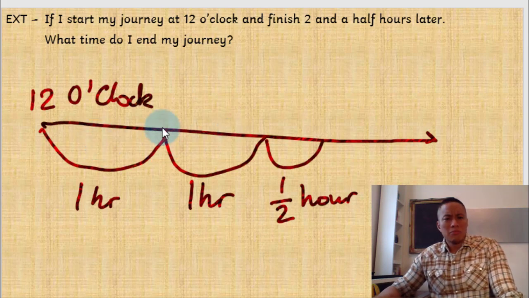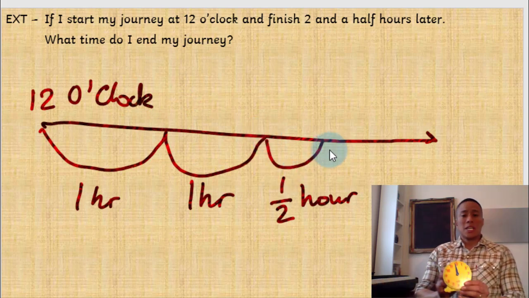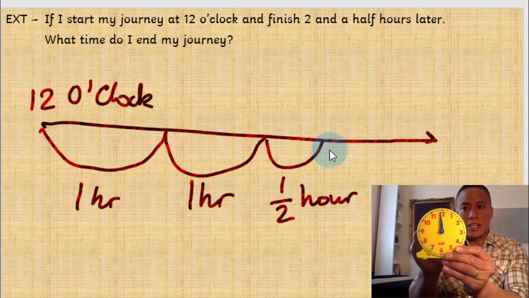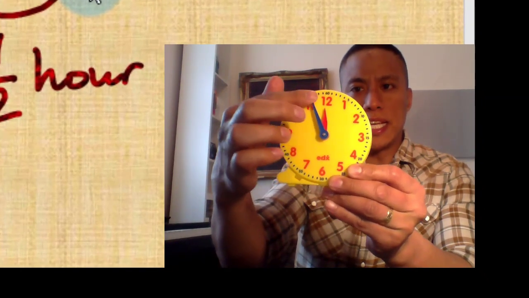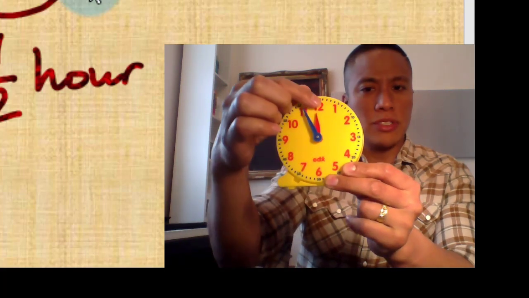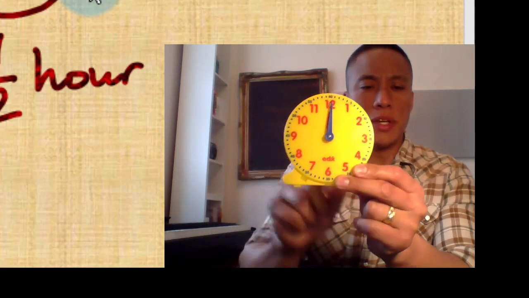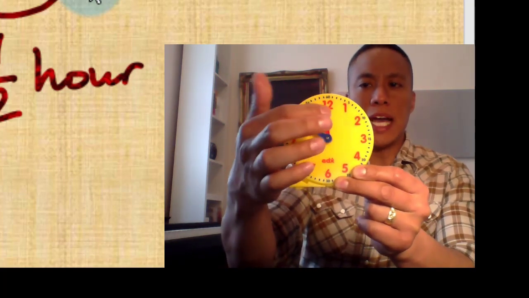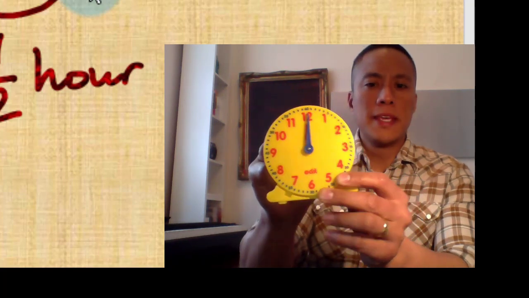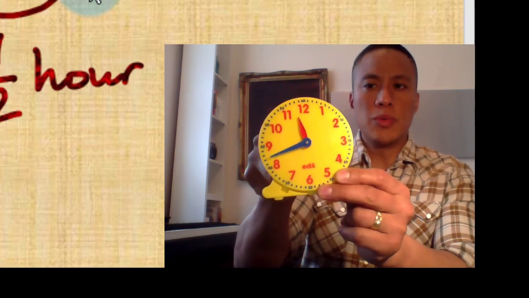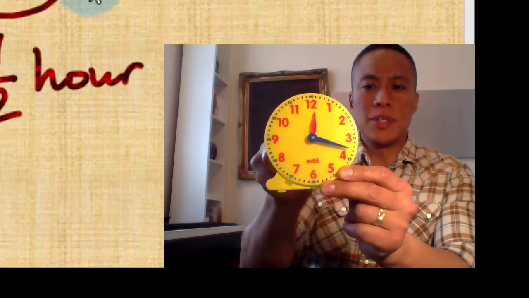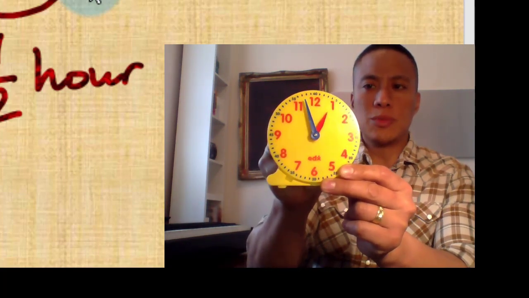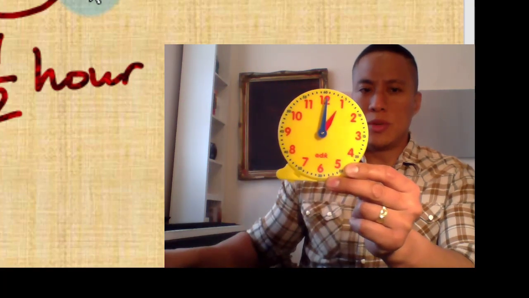So what is my time after 1 hour at 12 o'clock, then after that, and then half an hour after that? Got my timeline there, but I've also got this little clock here. Let's see. This is the minute hand. It has to go all the way round to the top again, so that we know that's 1 whole hour. So this is 12 o'clock because the minute hand and the hour hand are pointing to the 12. All the way around once. That's 1 hour. So now it's 1 o'clock.